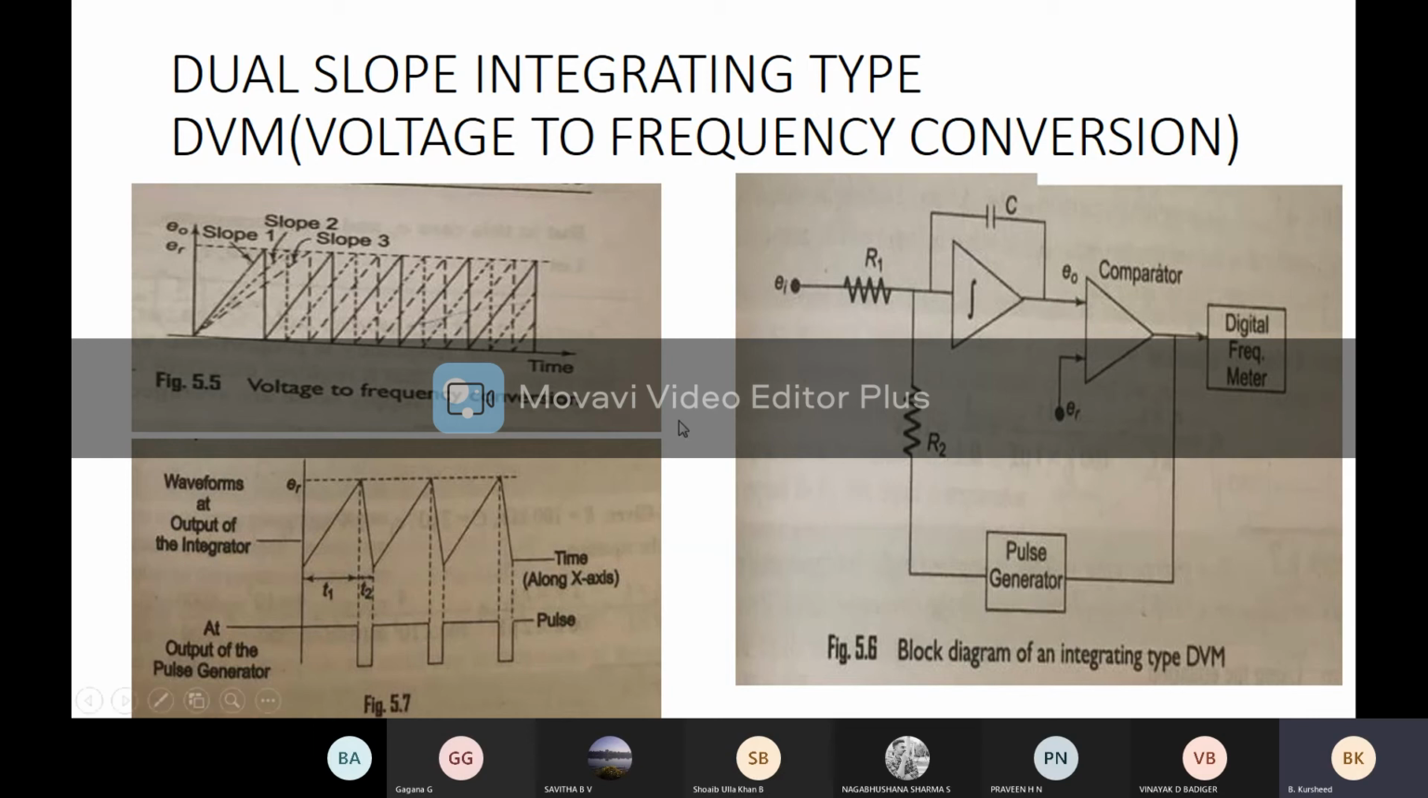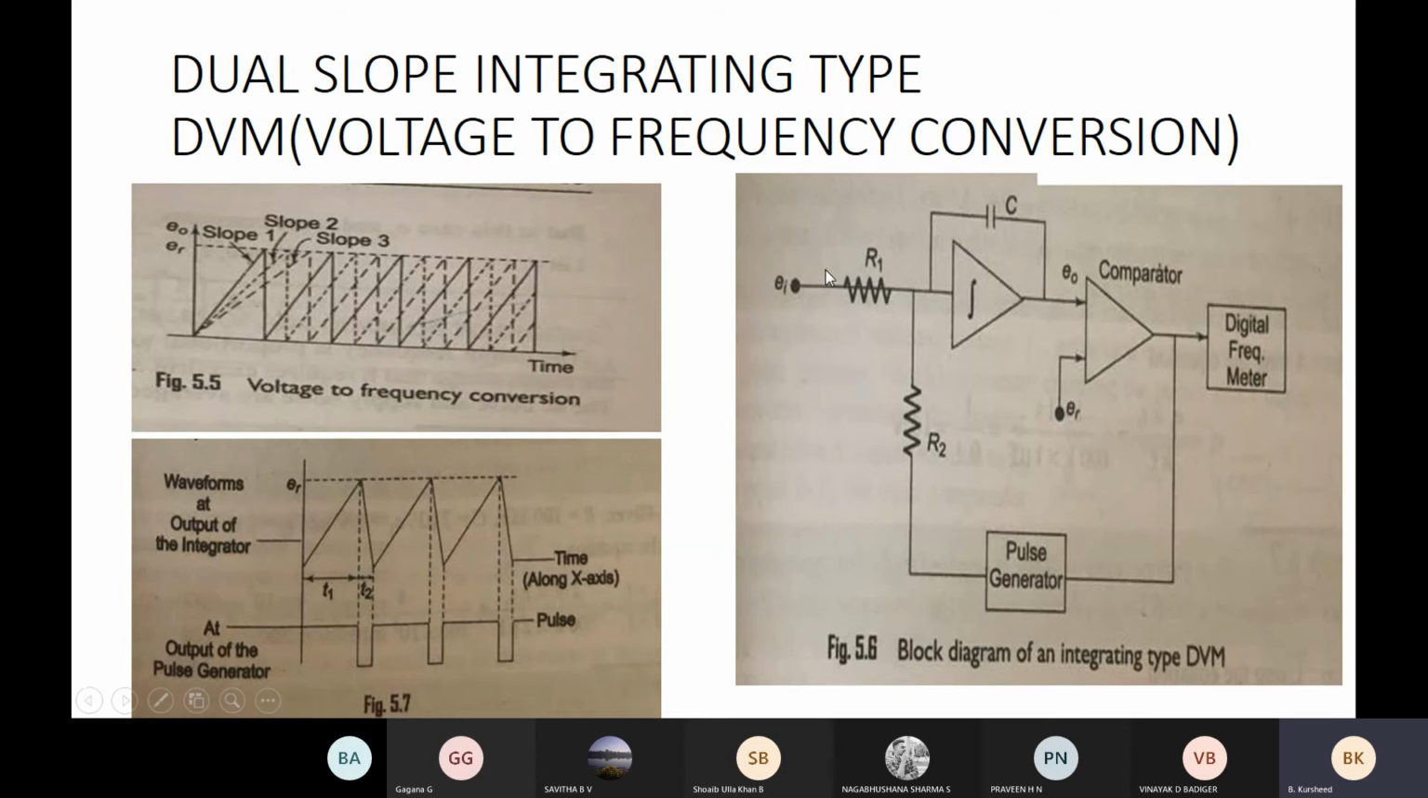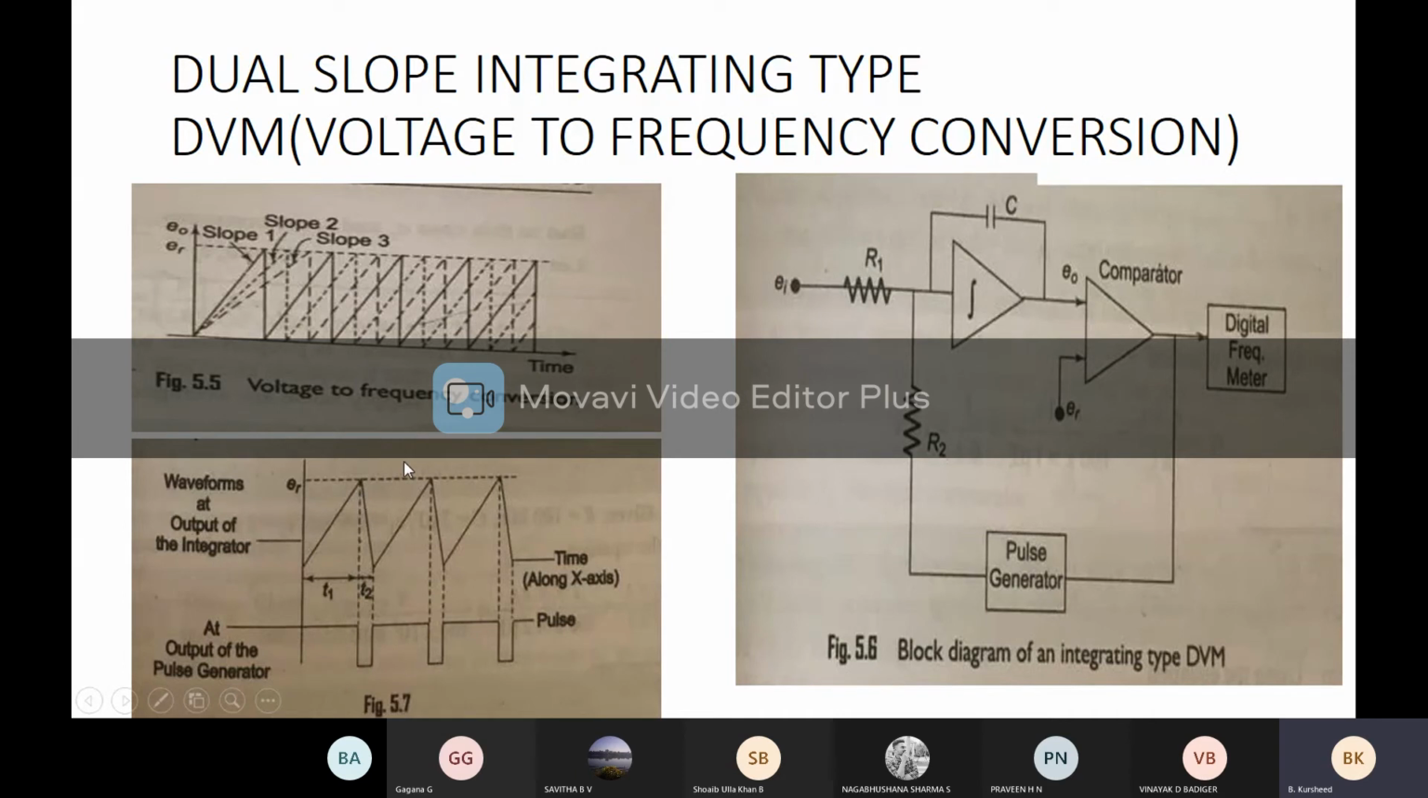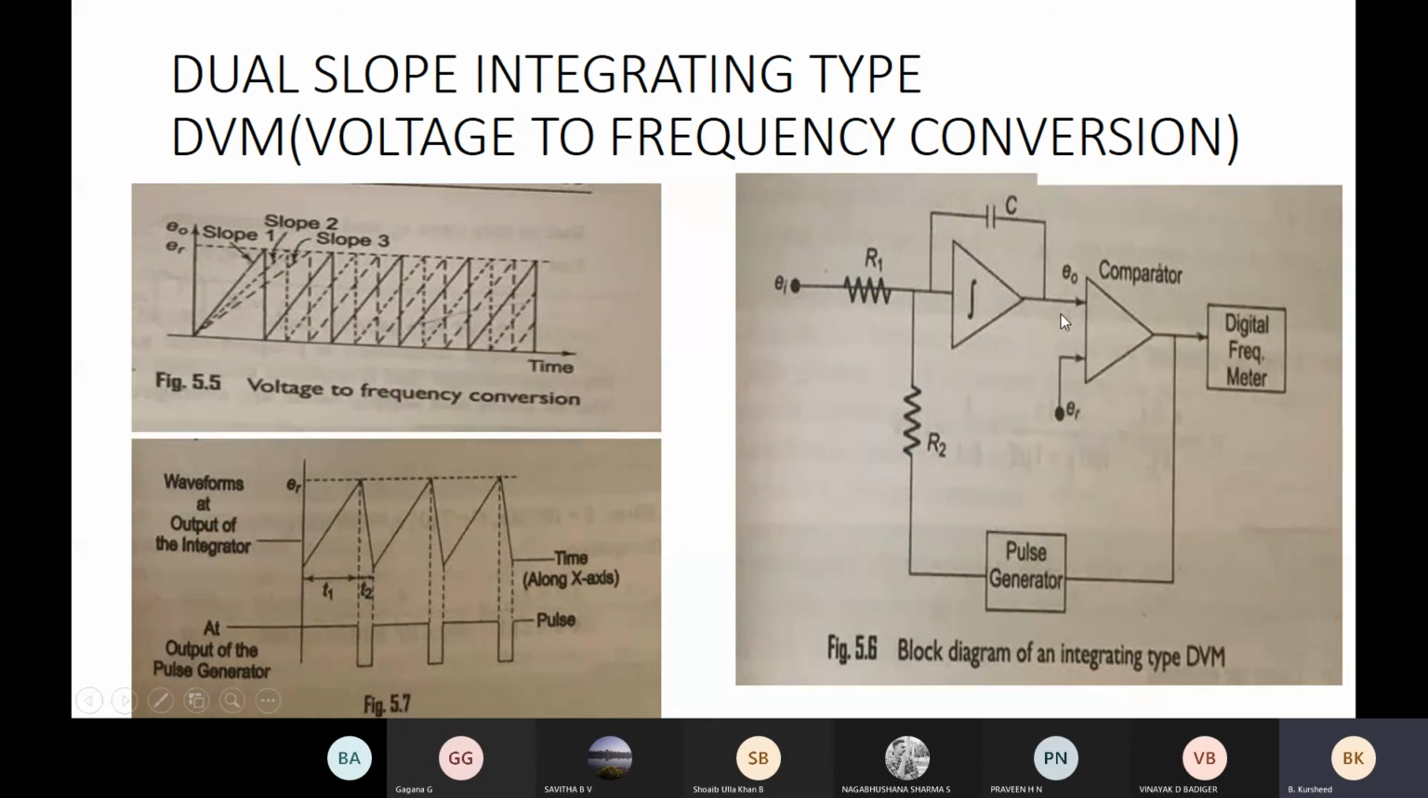A constant input voltage is integrated, and the output is a ramp. The slope of the output ramp is proportional to the input EI. When the output reaches a certain value, it is discharged to 0 and another cycle begins.